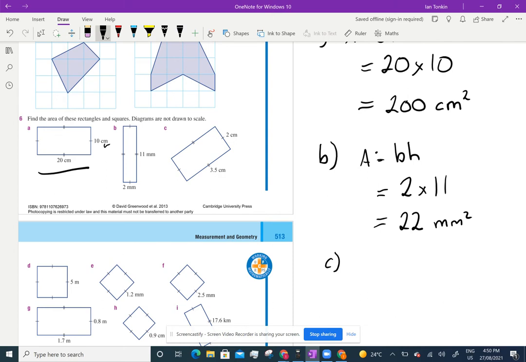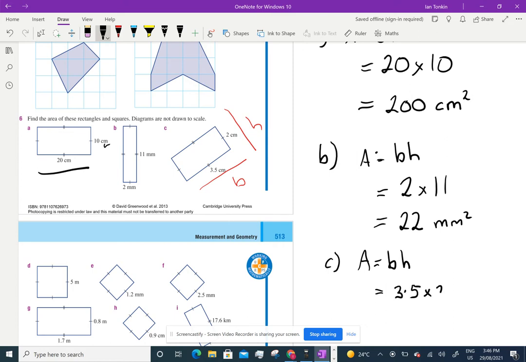Okay. If you're back here and you're checking to see if you're right, area equals BH, which equals, they've got it on their side. It doesn't matter. I'm going to call that the base, and I'm going to call that the height. It doesn't matter that it's written or drawn a little bit askew. So I'm going 3.5 times 2, and that's 7 centimetre squares. Now be aware, you can go to your calculator and do that.